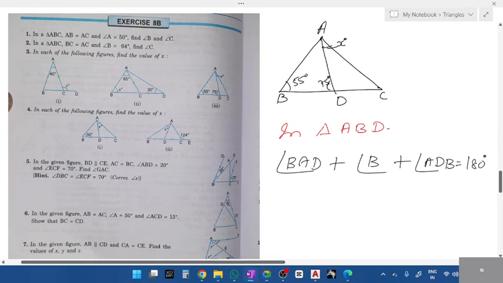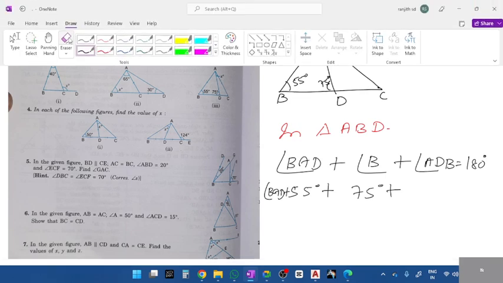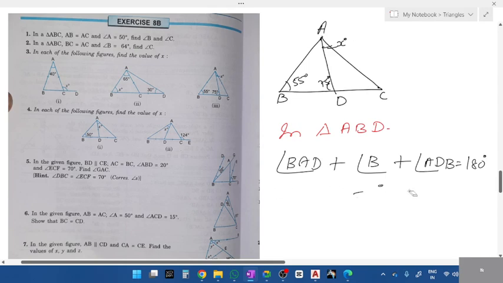Which formula is this? Sum of interior or exterior angle? Interior angle. Then what are the values? 55 degrees plus. Yes. Which one is missing? BAD, right? BAD plus 55 plus 75 is equal to 180 minus 130. Okay. Therefore, BAD is equal to 180 minus 130.